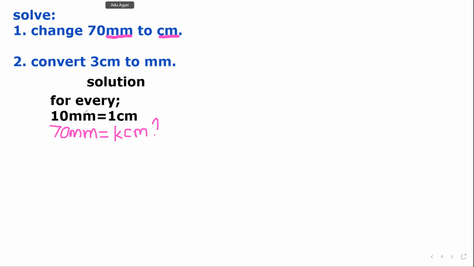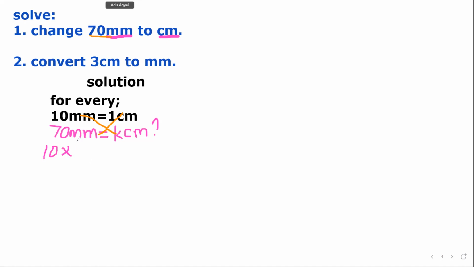Once we have stated that 10 millimeters is equal to 1 centimeter, and because you want to change the 70 millimeters, you record the 70 millimeters under the millimeters, and then you choose a letter to represent the centimeters, because we don't know them. After recording in this form, you do your cross multiplication, which means the 10 will be used to multiply the K. We are going to do away with the unit here.